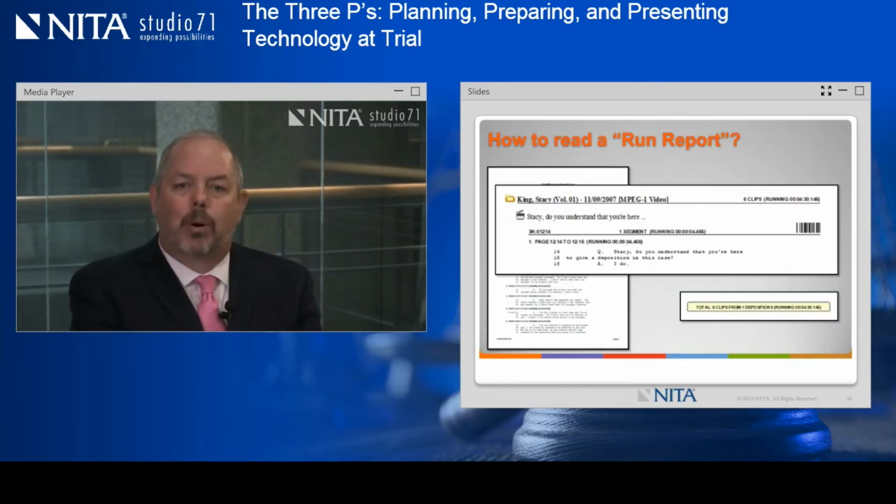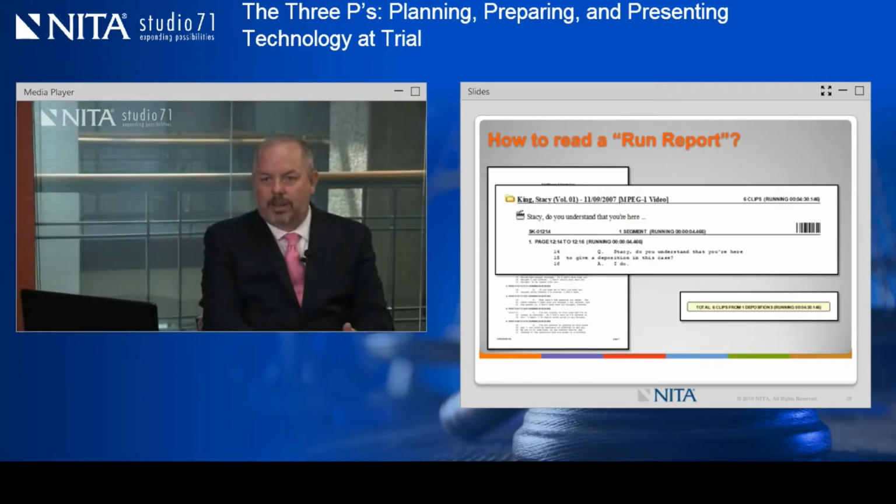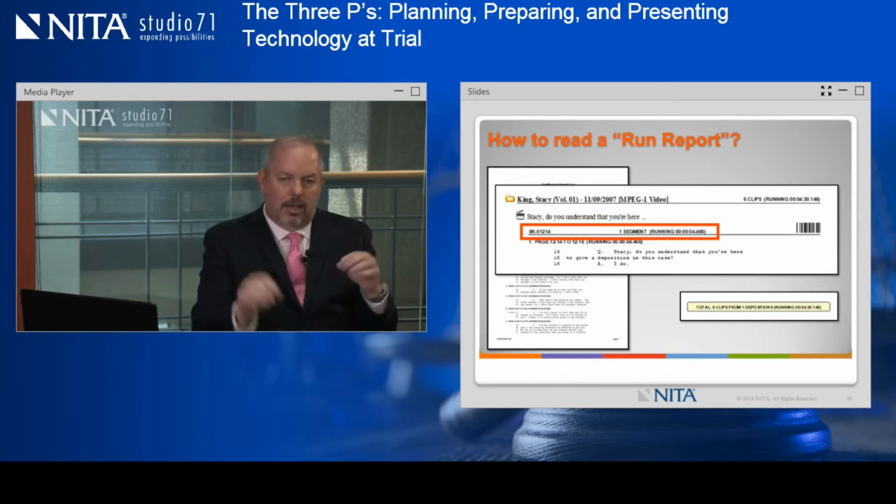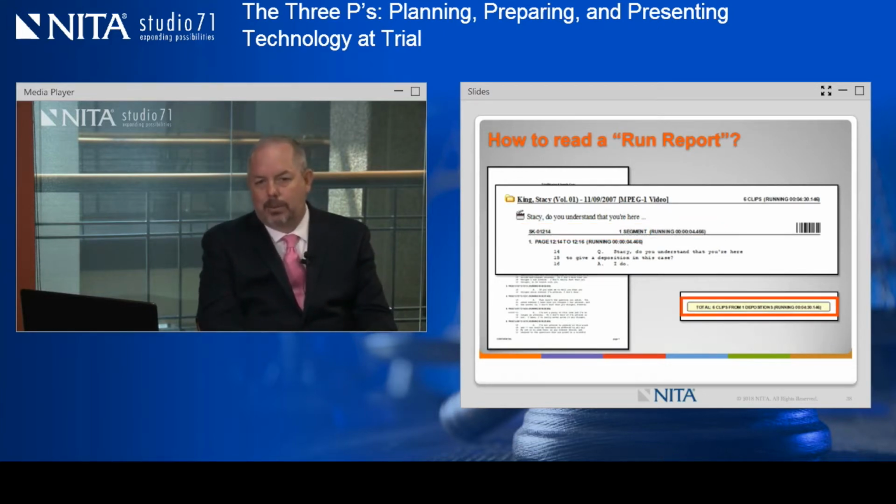A run report is the report created by your trial presentation software that contains the amount of time it takes for your designated clips to play. Teams are often surprised to learn that clips they thought might be a few seconds could actually be a few minutes. So finding those clips that aren't worth the extra time is important to managing your trial clock. Of course, this shows who the deponent is. You'll want to know how long each clip is and the total amount of time for your clips. And it's important to closely review this, that it matches your expectation of time.